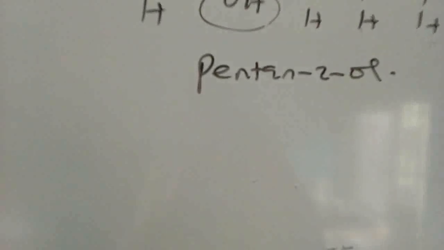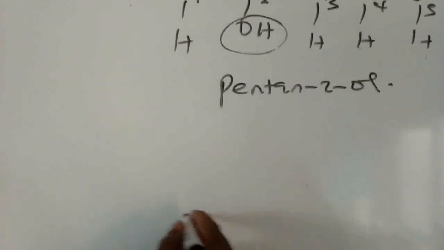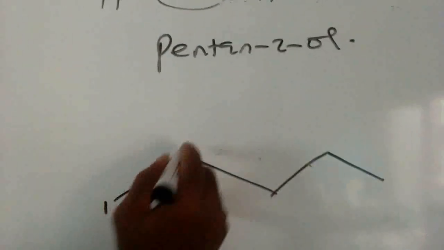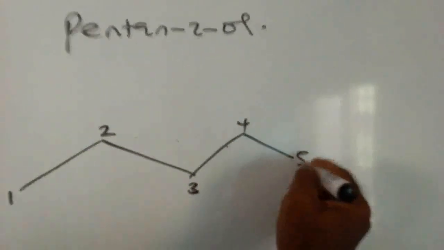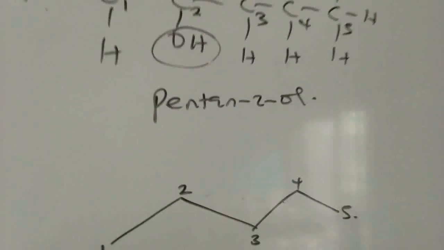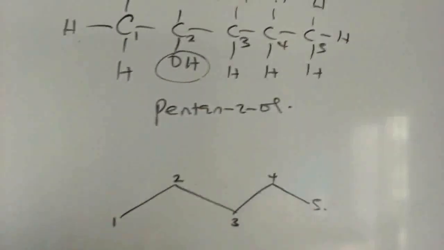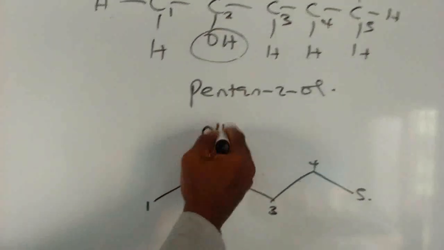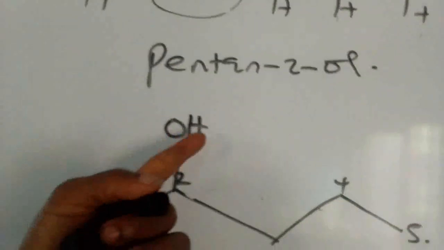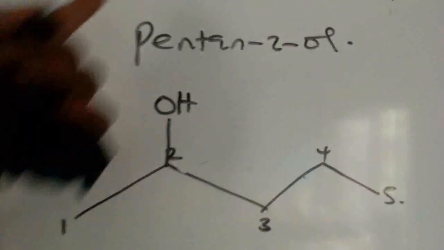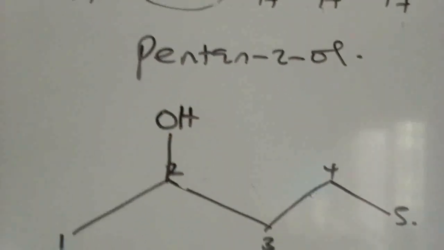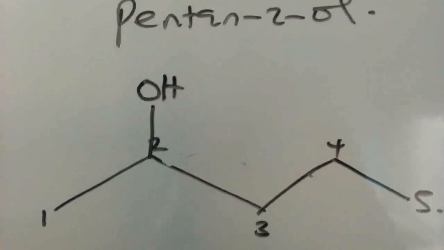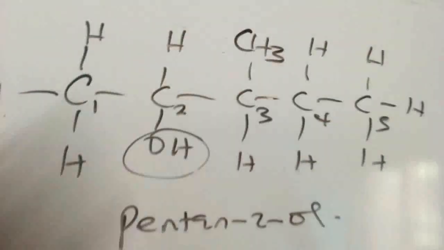To draw the skeletal formula of this compound is not difficult. You just draw lines for 5 carbon atoms. So you have 1, 2, 3, 4, 5. This is pentane. Then the hydroxy group, the functional group, is on number 2. So you put a line on that number 2 and then bring OH. Why did this group appear? Because this group is not a carbon-hydrogen group. So it will appear as a functional group. So this is pentan-2-ol. Then what if you modify the compound and put CH3 there?